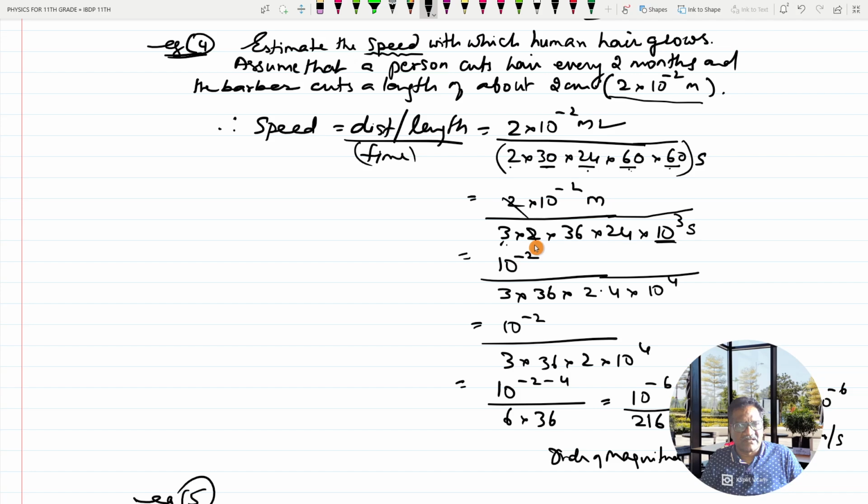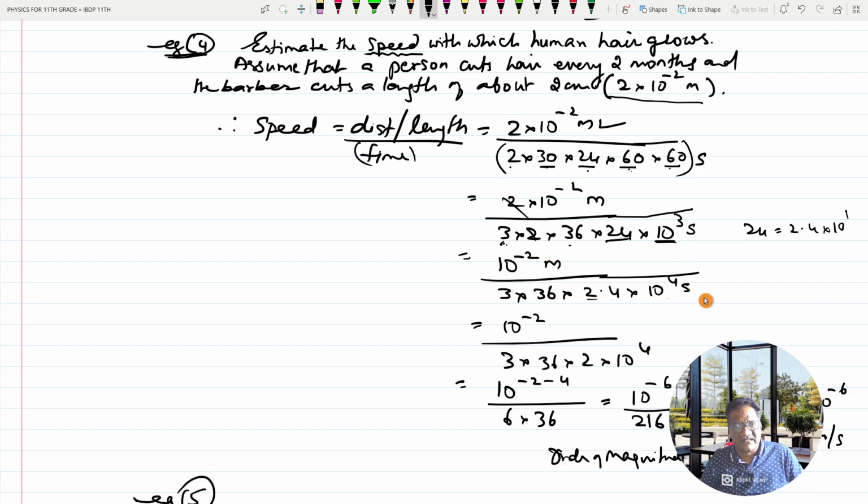Now this 2 cut, you are left with 10 raised to minus 2 meter in the numerator, and in the denominator you are left with 3 into 36, and this 24 can be written as 2.4 into 10 raised to minus 1, and that along with 10 raised to 3, when you multiply out, it will become 10 raised to 4. Okay, 24 can be written as 2.4 into 10, right? So that 2.4 I have taken, and this 10 to 1 I have multiplied with this 10 to 3. So that makes it 10 to 4, right?